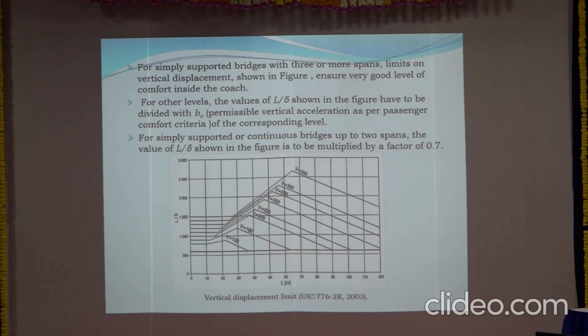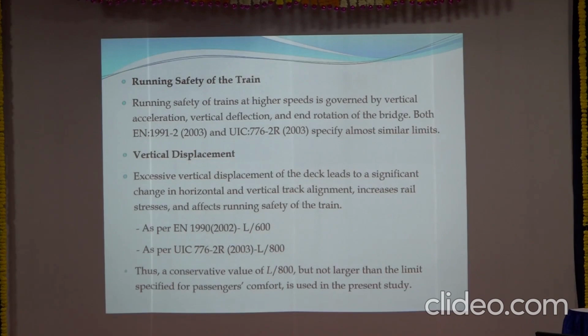So whatever the vertical displacement from the passenger comfort point, that has to be within this envelope. For different speeds, this envelope has been developed by drawing a graph between L by delta and L. Next, running safety of the train.